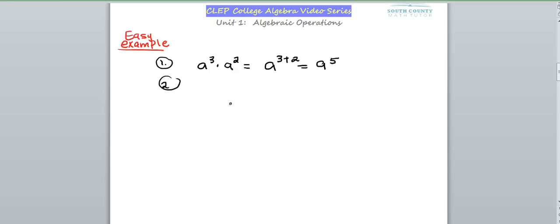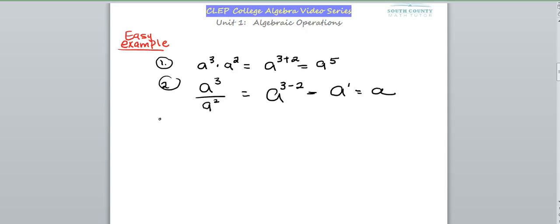Easy example number two: a cubed divided by a squared. Again, same bases. Write the base, subtract the exponents. I'm going to show you some tricks with subtracting exponents. a to the 1 is just like saying a.